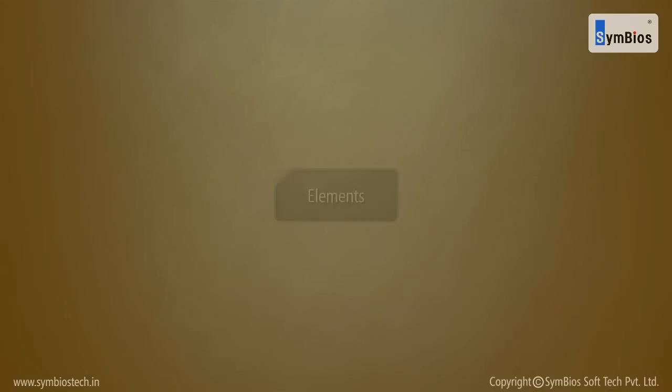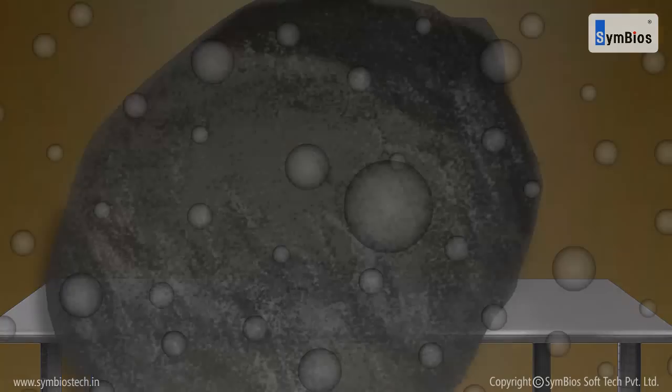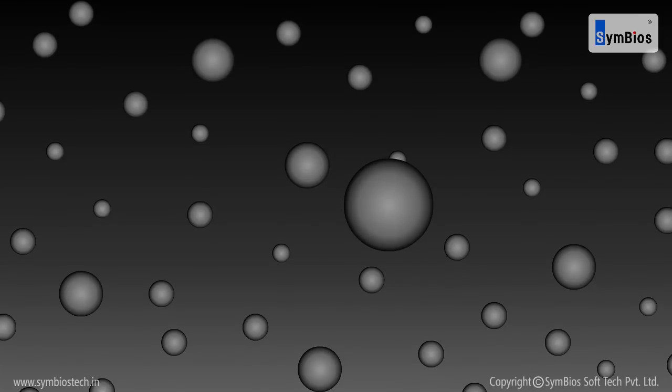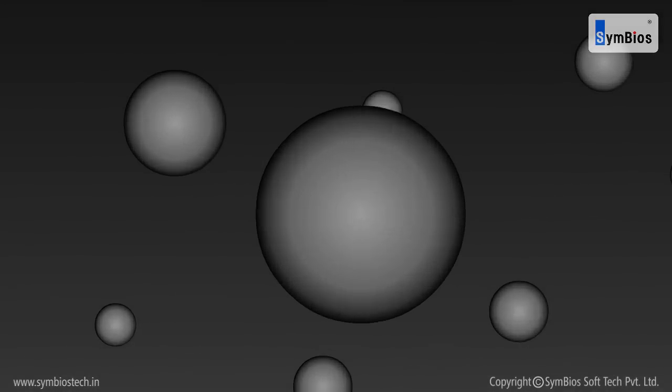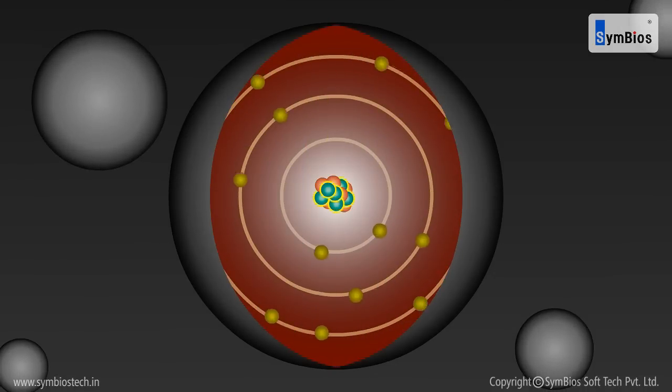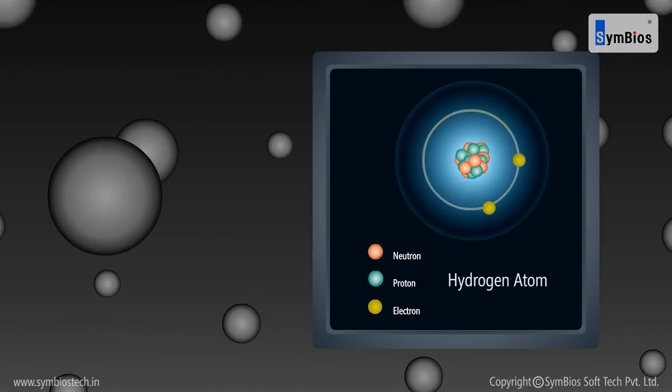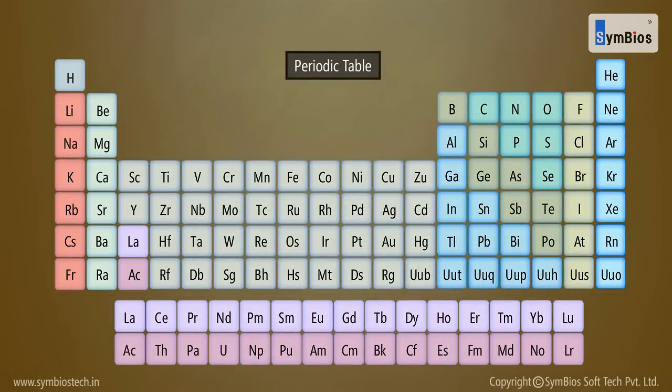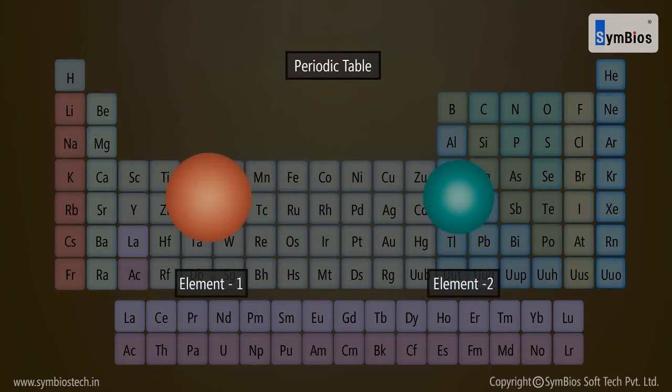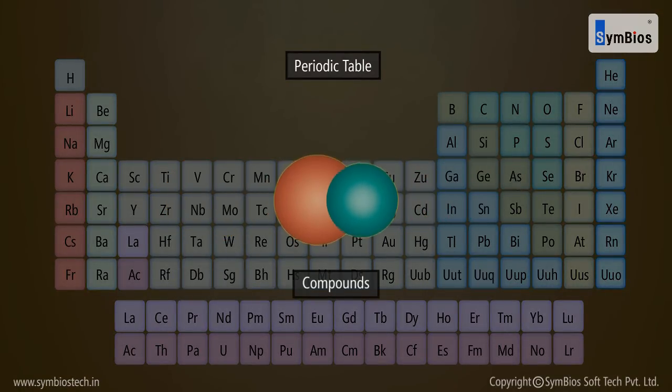Elements. An element is a substance that is made entirely from one type of atom. It is distinguished by the number of protons in its nucleus, for example, a hydrogen atom. In all, 118 elements have been identified, which you can see in this periodic table. Elements are reactive and combine to form compounds.